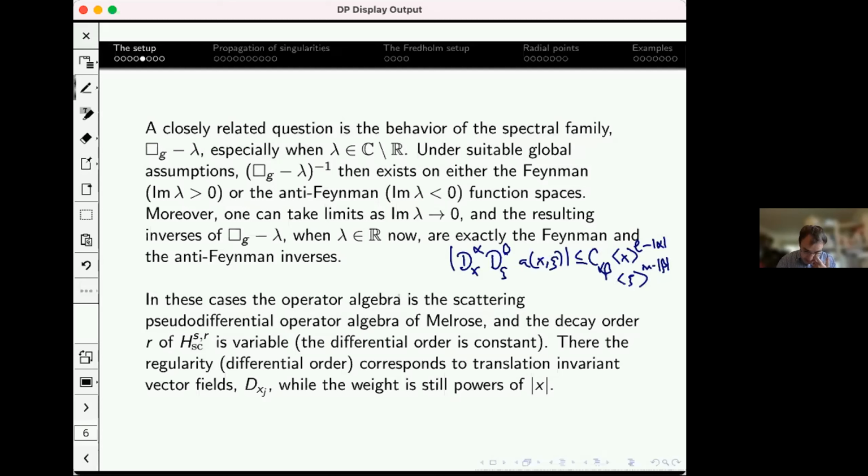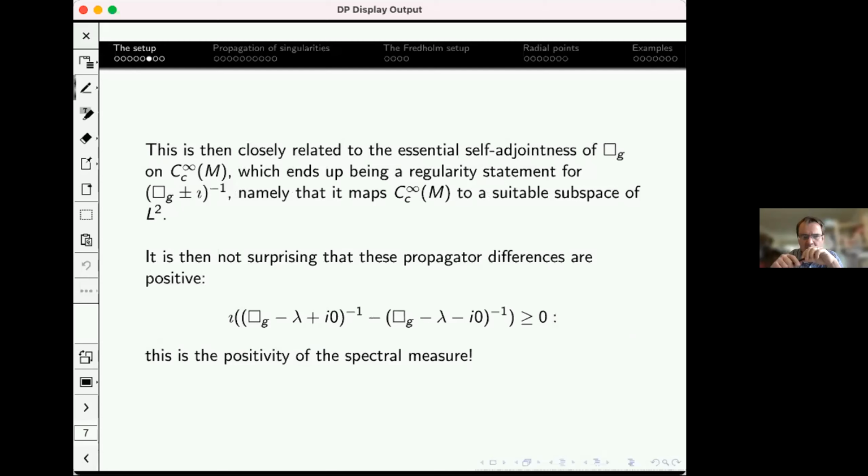All right. And the Sobolev spaces are really the standard weighted Sobolev spaces on Rn. Just take the honest Sobolev space on Rn and put polynomial weights in front of it. In this case, it's the decay order, not the differential order, that would need to be variable. And one thing that this in turn relates to is the essential self-adjointness of the wave operator on compactly supported C infinity functions, which ends up being a regularity statement for these non-real spectral parameter inverses.